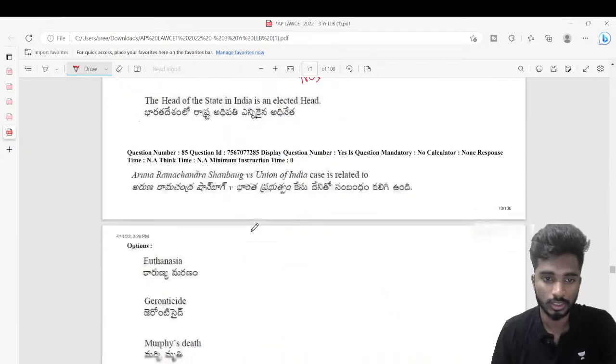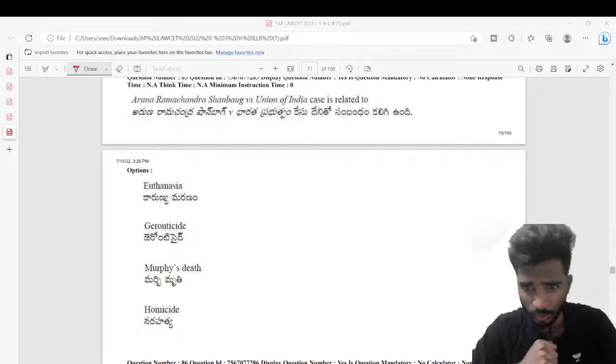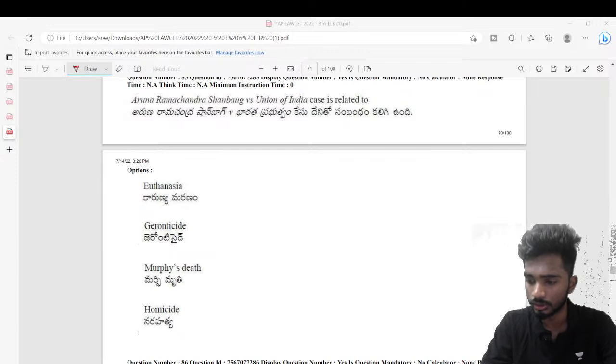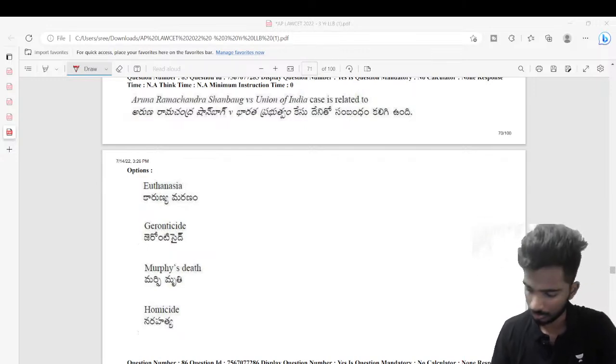I'm talking about him next. Oh, we discussed about this, right? Aruna Ramachandra Shanbag versus Union of India is a case related to... Aruna Ramachandra Shanbag దేనికి సంబంధించింది? What is the answer?